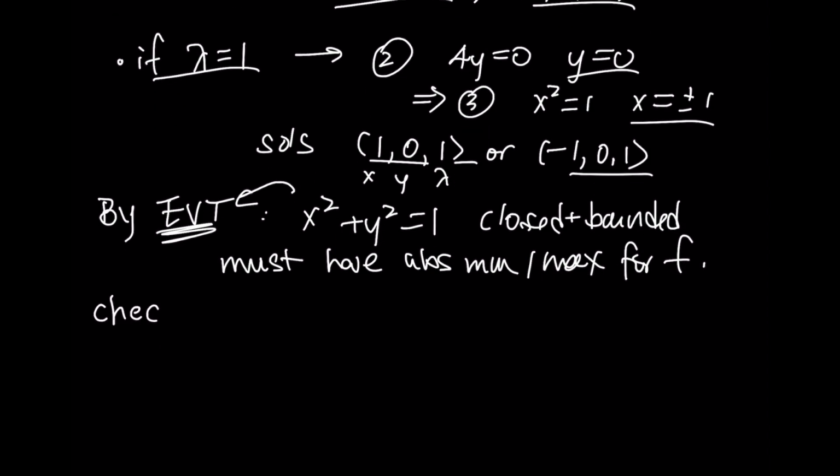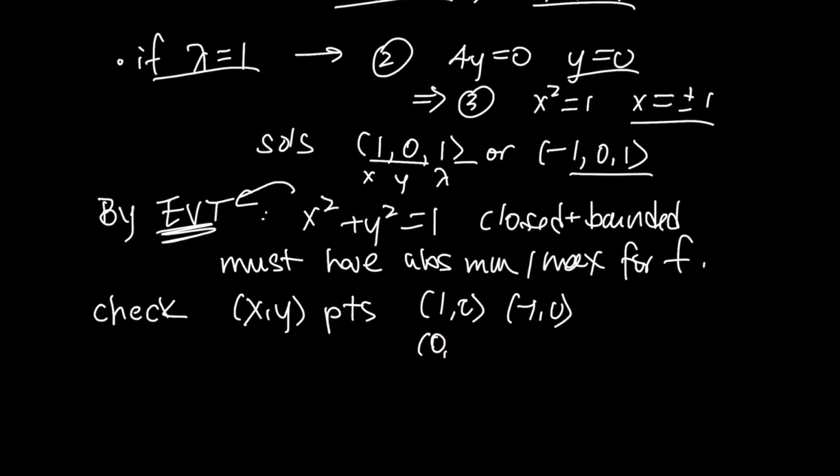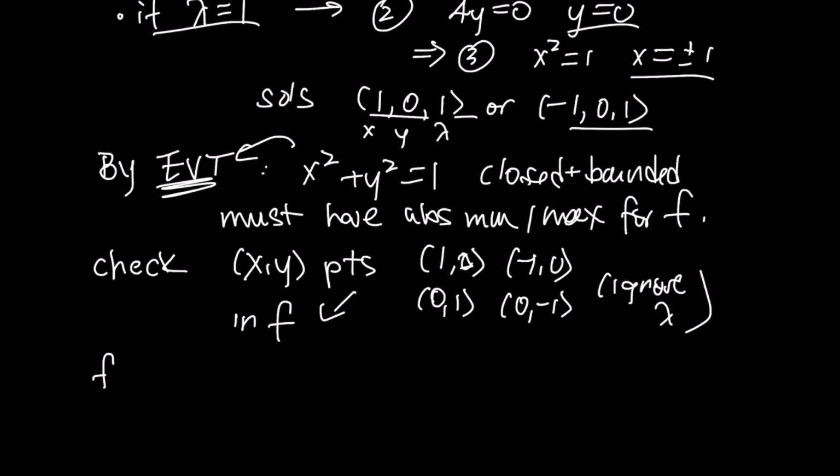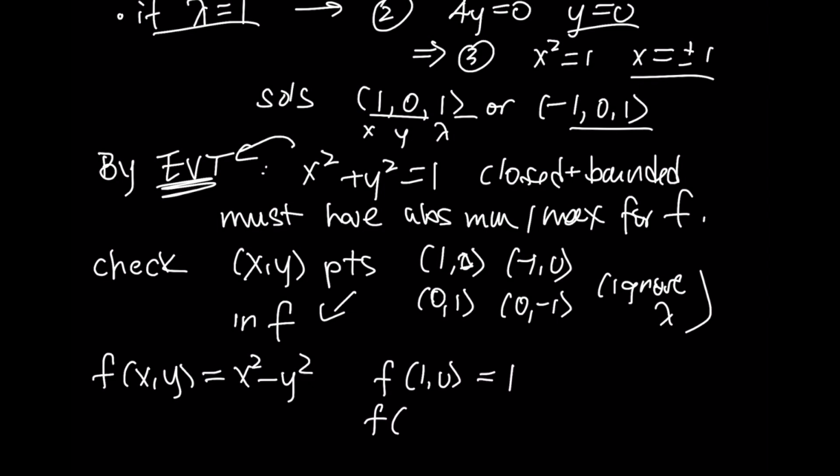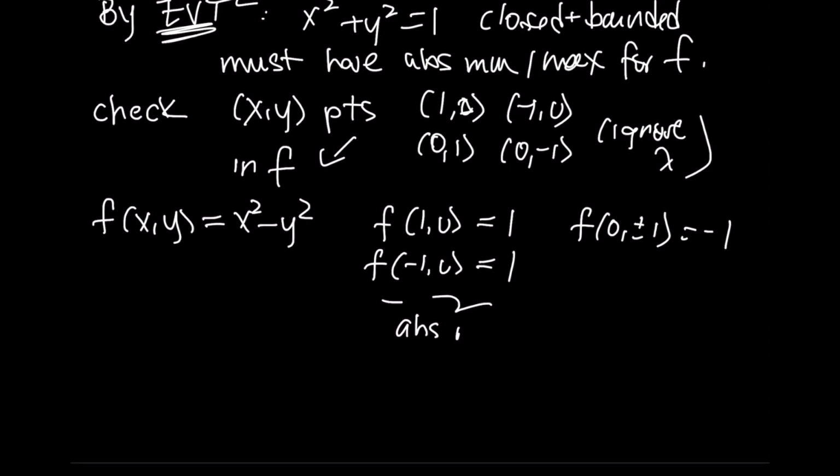So now what we're going to do is check these xy points. And the options are 1, 0, negative 1, 0, 0, 1, 0, negative 1. I don't care about the lambdas here. I'm putting these values back into my function and seeing which is the largest, which is the smallest. Remember that my function was this hyperbolic paraboloid. F of 1 and 0, I'll get a 1. If I were to go negative 1, I'll also get a 1. If I were to go 0 and plus or minus 1, I'll get a negative 1. So that means I have absolute maxima at this point, and I have absolute minima at this point.